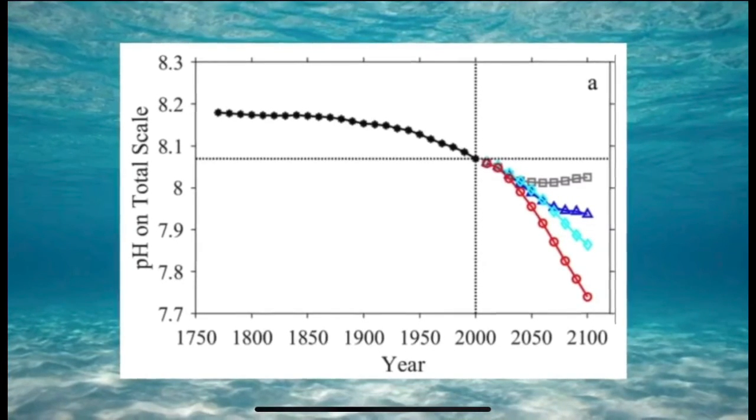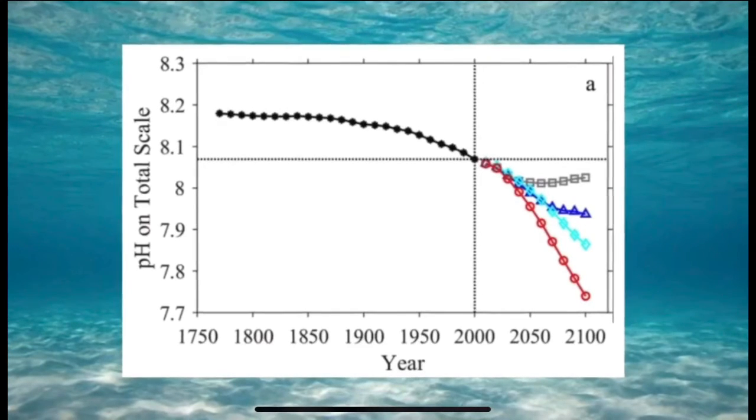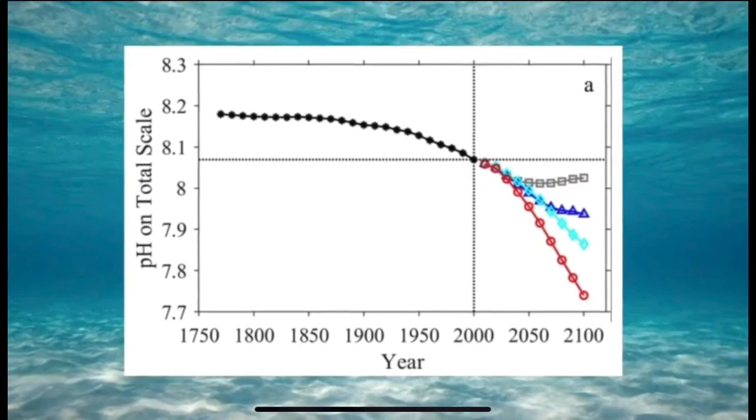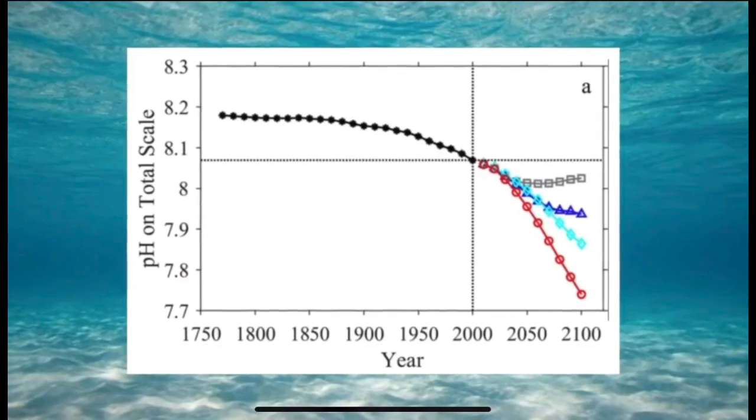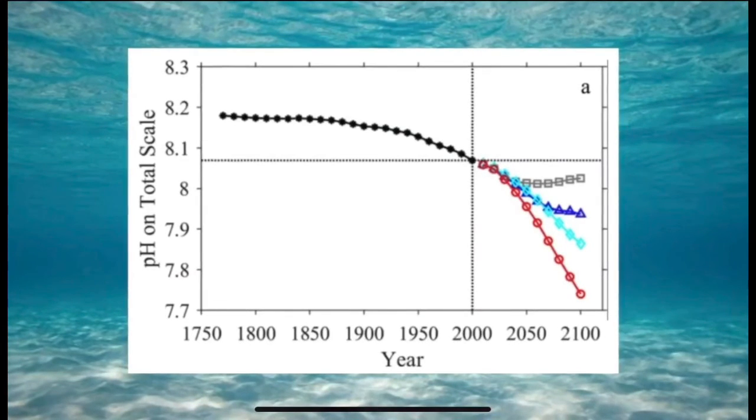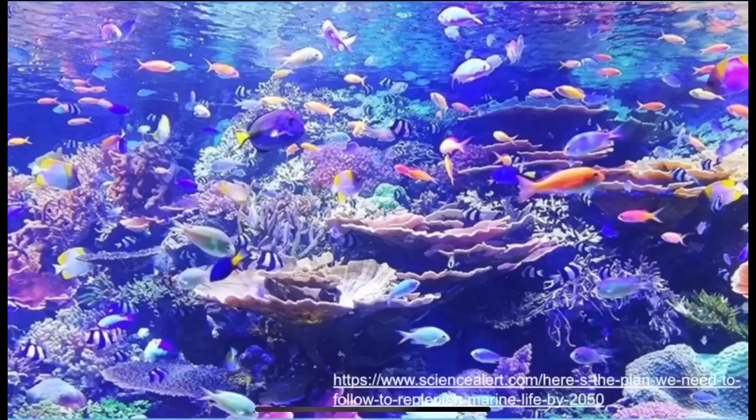If we work to drastically reduce our carbon emissions, we get the gray line, which shows the pH eventually leveling off, but it's important to notice that even on this line, the pH is still lower than where we're at right now, and it'll continue lowering for the next 50 years before it levels off. This is going to have huge impacts on marine life.